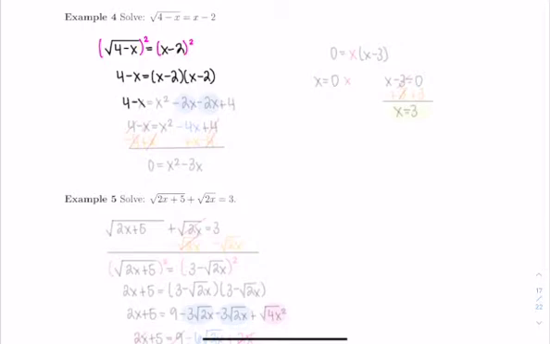So we end up getting 4 minus x equals x squared minus 2x plus 4. We have our like terms in the middle. So we end up having 4 minus x equals x squared minus 4x plus 4. Now this is a quadratic, which means we need to set this equal to 0 so we can solve it. So we're going to subtract 4 and add x to both sides.